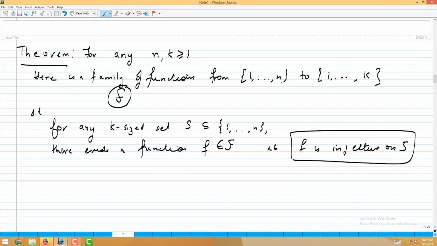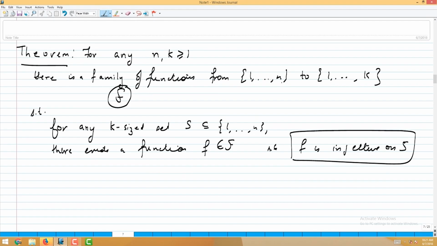So what is this family of functions? You want to have one function for every set S of size k in this family, which is injective. The size of the set is exactly k. See, we just said for any set there is always a function. Suppose I take all the functions from 1 to n to 1 to k. Then if I give you any k size set S, there is always a function in this family that is injective, right?